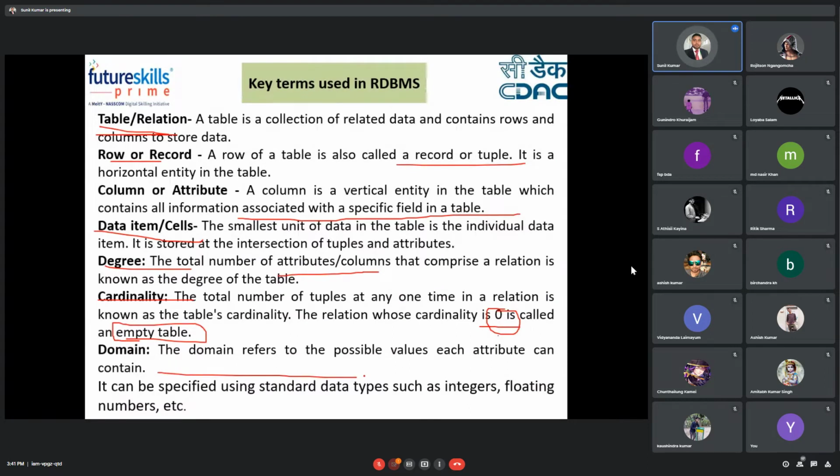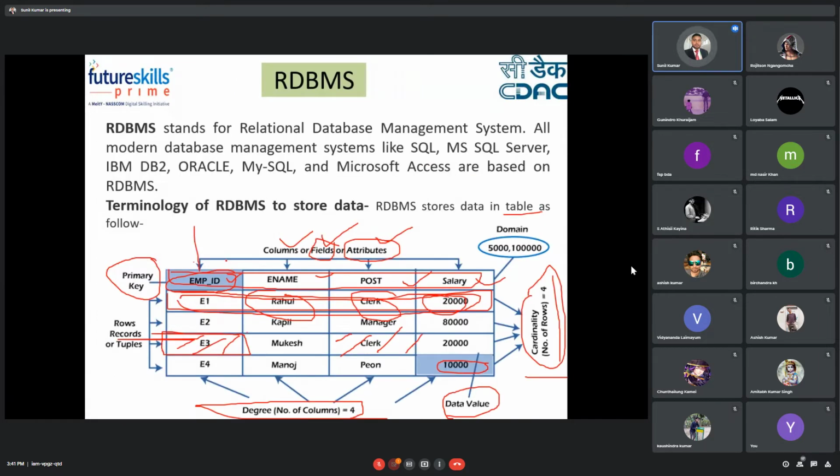Domain: we can define the possible values each attribute can contain. Like here I have mentioned employee ID, so it will contain some specific number. Employee name will carry the name. Post will carry their designation. Salary will carry the income of the candidate. So every header will define its domain and what kinds of data it is going to store. Understand? Yes.